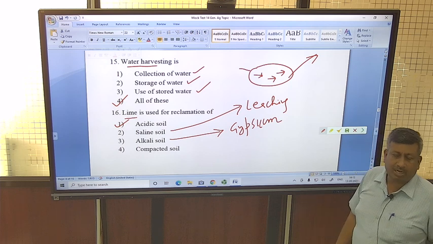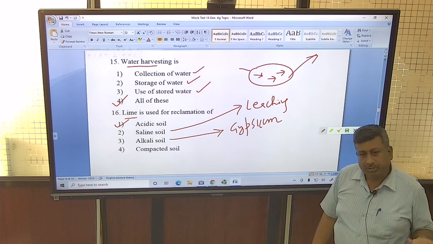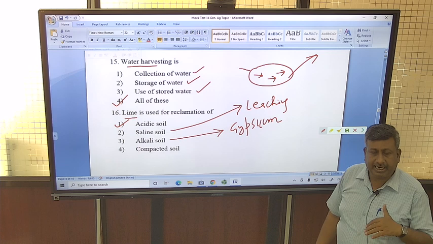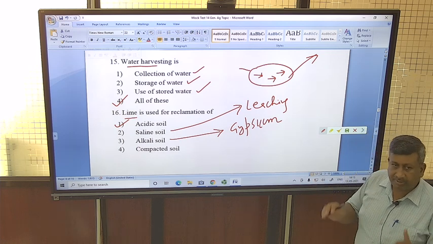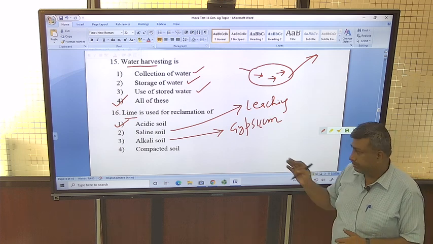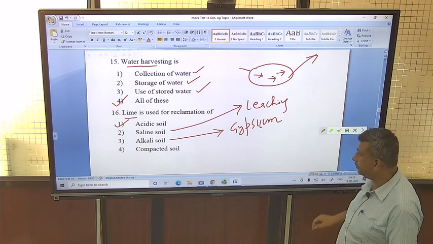Because in acidic soil, what is the problem? The problem of acidic pH, low pH, and when we apply calcium, it raises the pH. So that's why lime is very effective in reclamation of acidic soil.